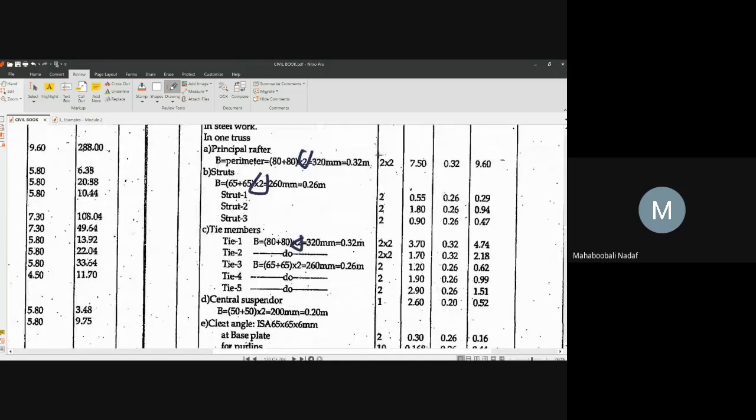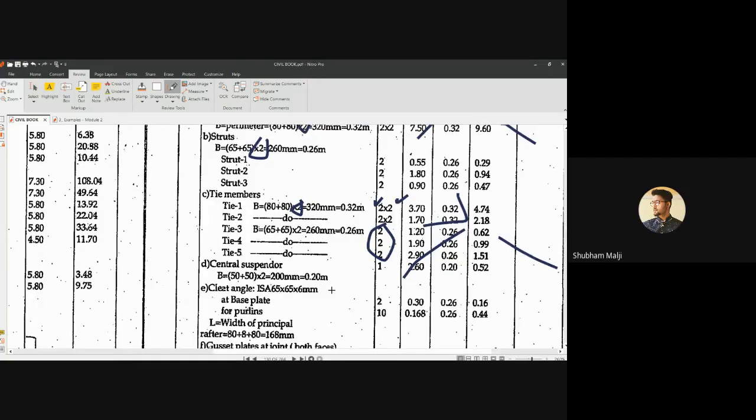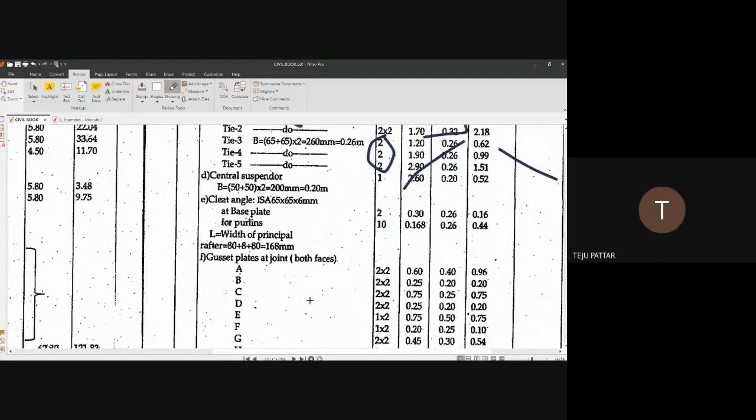Here, if the 2 cross 2 comes, means what? Back to back angles are there, and that is on either side. Here also you can see back to back angles are there, and they are on either side. Here only 1 2 is written. It is not back to back. It is only a single side, but it is on either side, left and right. Now it is clear for everyone? Everyone should give me the reply.